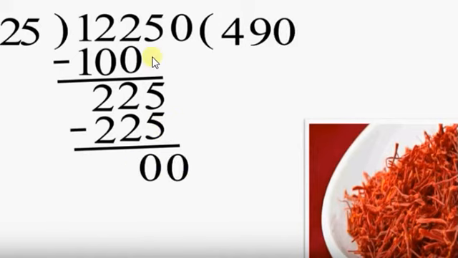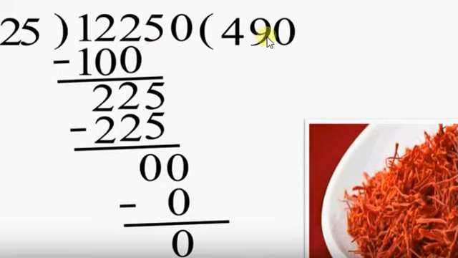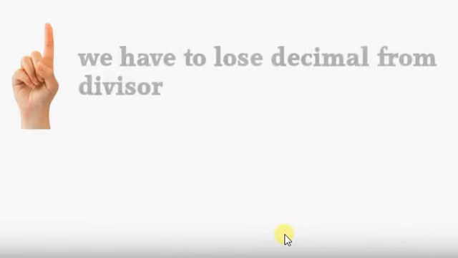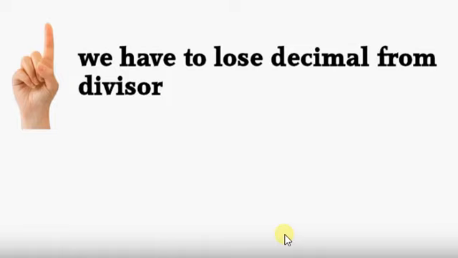So what it means is that the 12.25 kilogram bundle, if it was to be divided into packages, each with 25 grams, equivalent to 0.025 kilograms, you'll get around 490 packages. So the common rule is that you have to lose the decimal from the divisor, that is the denominator, so you wouldn't have to divide by decimals.